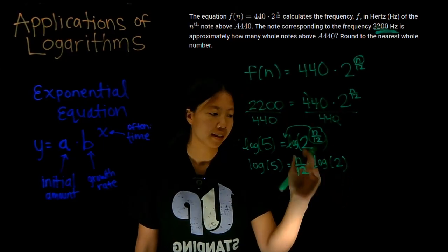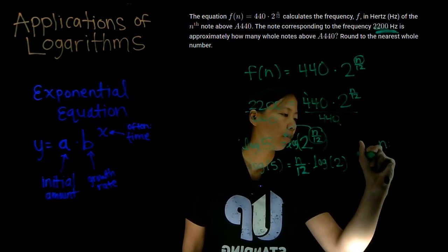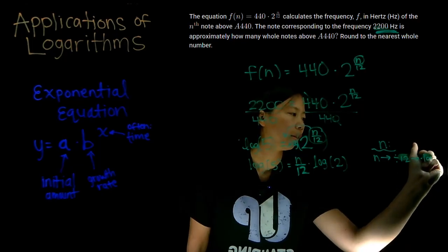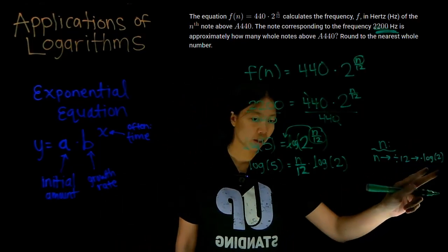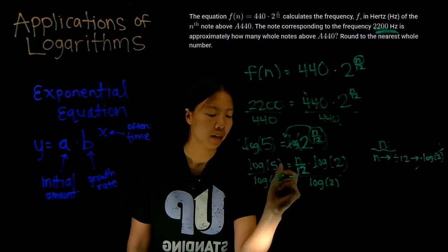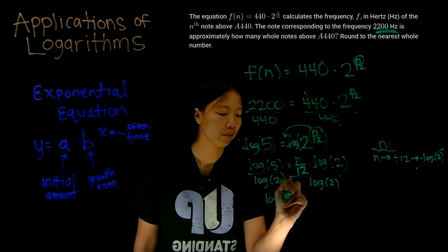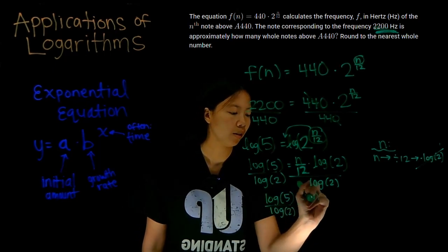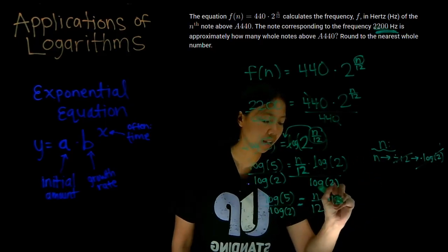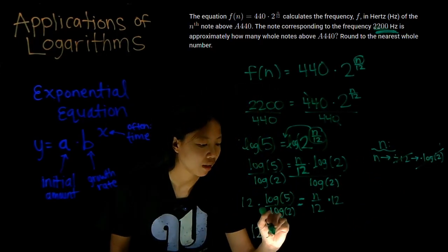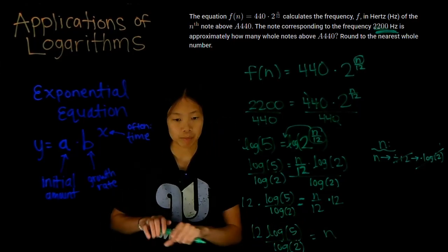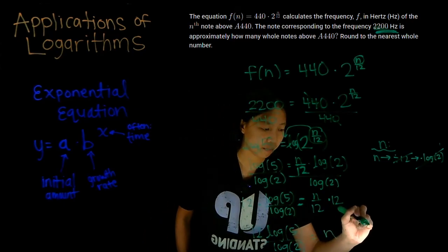I want to get n by itself. We can tell the story of n over here. So n is being divided by 12, and then it's being multiplied by log of 2. So if I want to undo a times log of 2, I'm going to have to divide by log of 2 first. So I'm going to divide by log of 2, divide by log of 2. Now I have log of 5 over log of 2 equals n over 12. To undo a divide by 12, I can multiply by 12. So I'm going to multiply both sides by 12. And now I have 12 times the log of 5 over the log of 2. And that equals n.